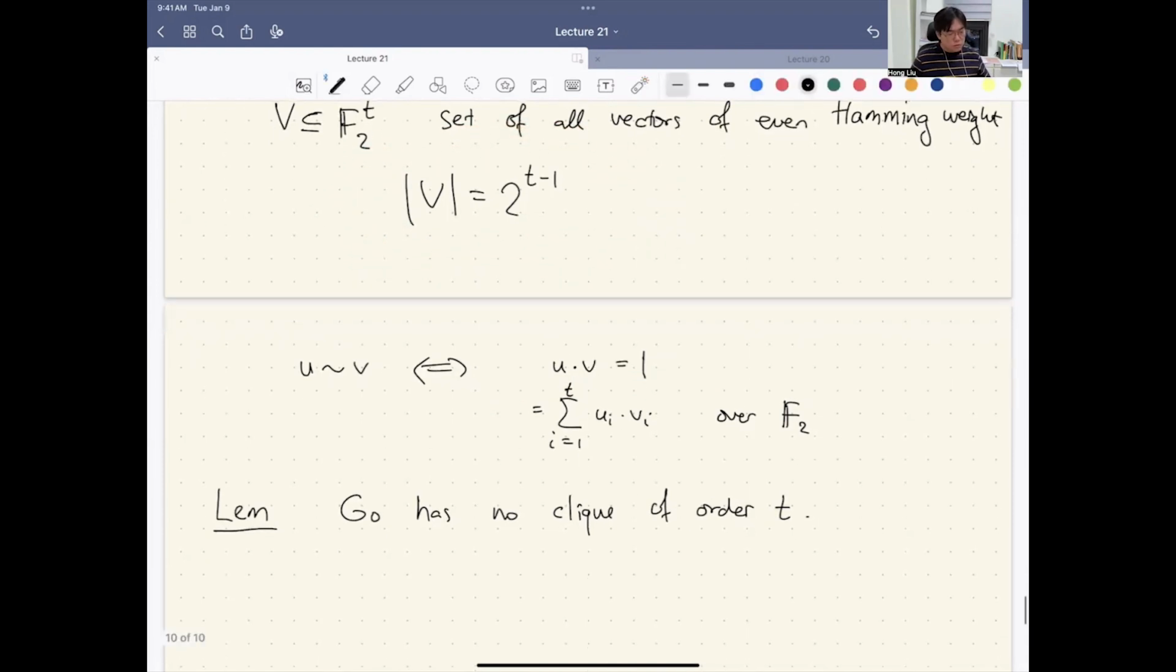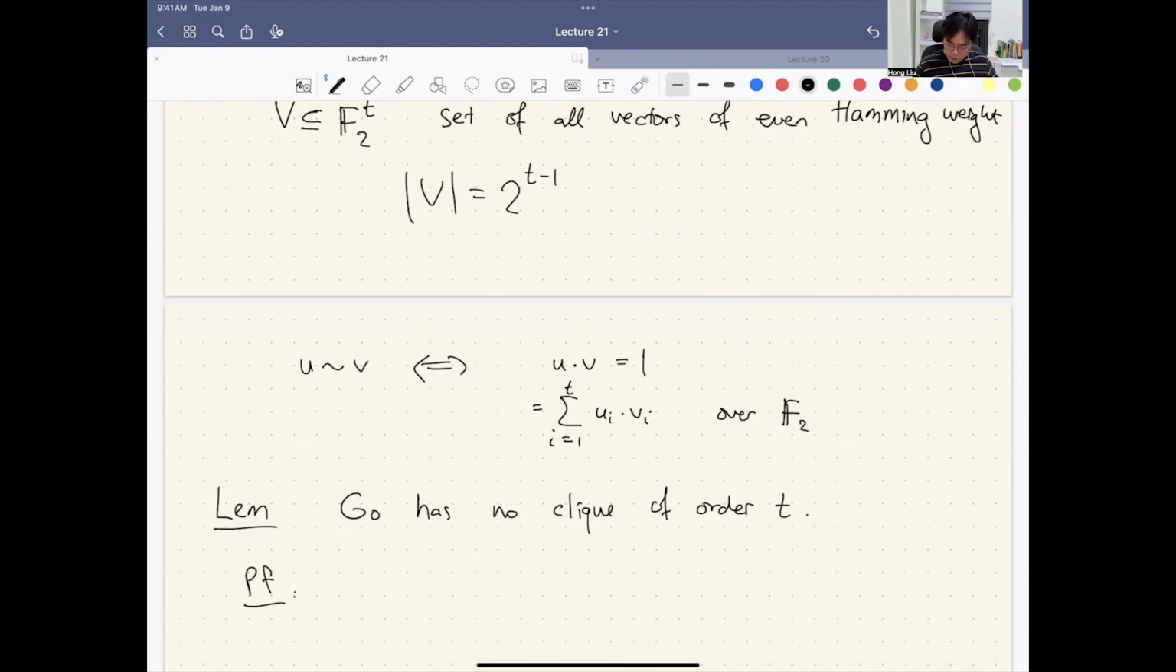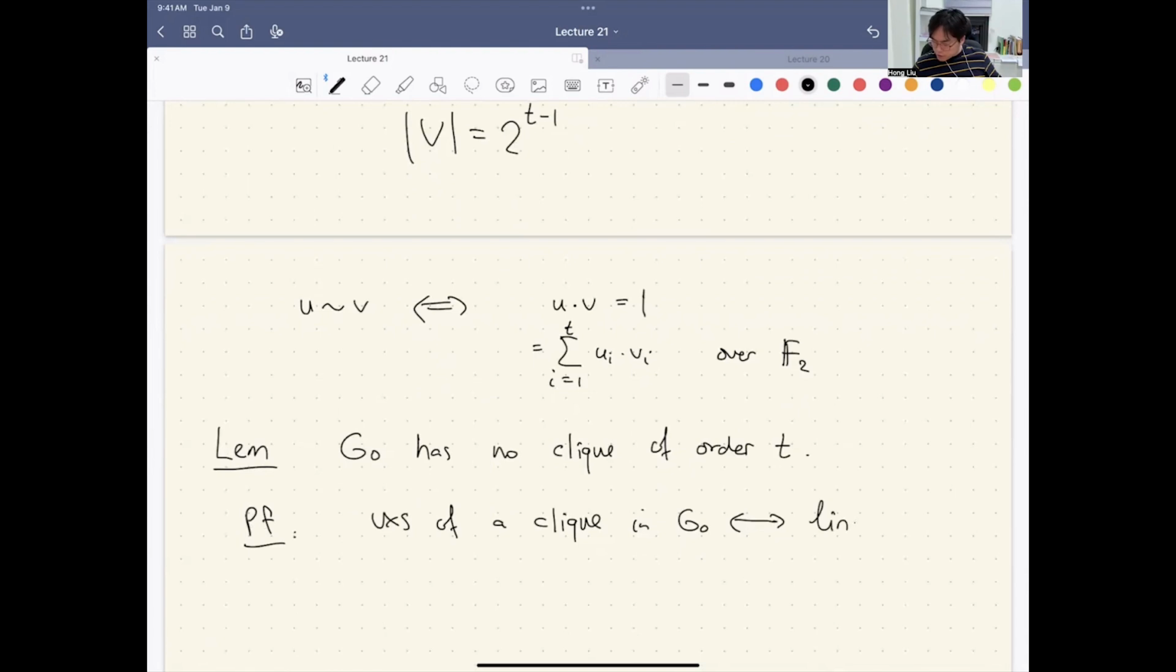Proof: vertices of a clique in G_0 correspond to a set of linearly independent vectors. And the dimension of V is t minus 1. That's it.